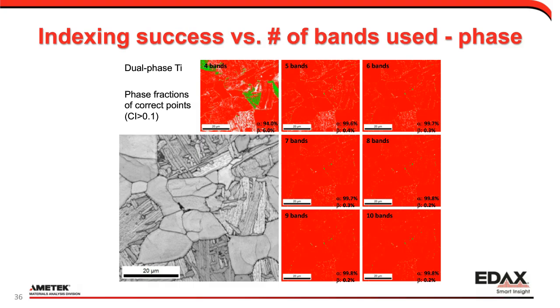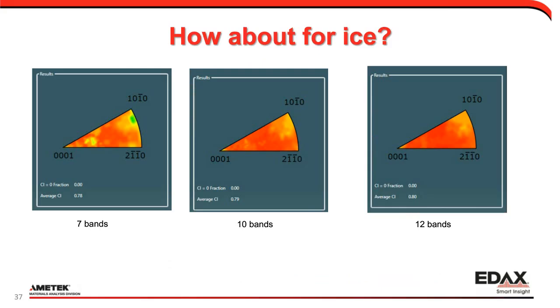How about for ice? In this case, we have ice at 7, 10, and 12 bands. You can see that 7 bands is definitely not as good as I want. Here I can see that I have an area, this green area, in orientation space where I definitely have problems getting unique orientations. I really want this to be mainly orange or red, and I can see some yellow areas. So I have areas here where I want better CIs.